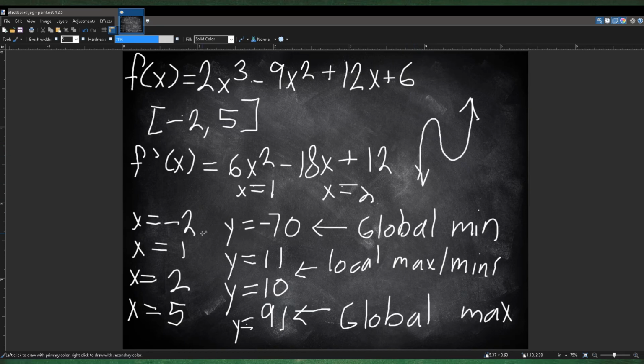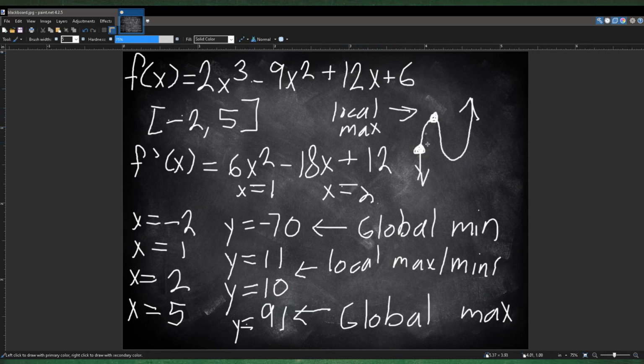And since you have to go in order, you just have to go from left to right. So negative 2 is like right here or something, and that's the global minimum. It's the smallest point. Now, if we have x equal to 1, so I'm right here, then technically that is going to be our local max. So this is our local max right here.